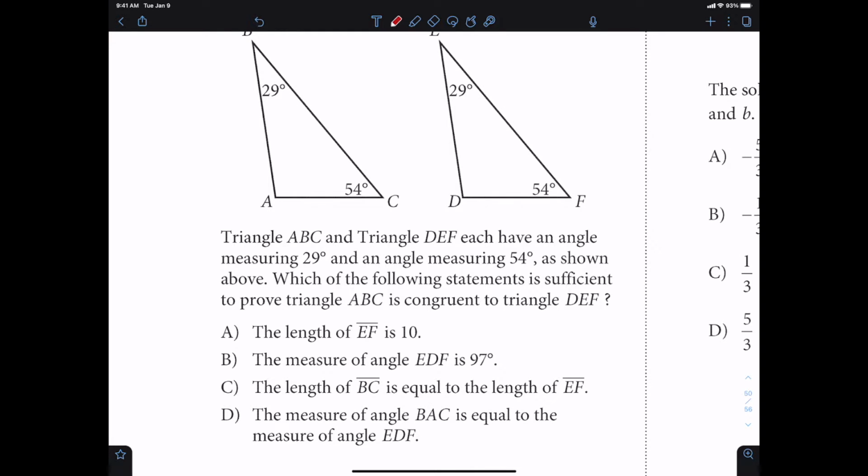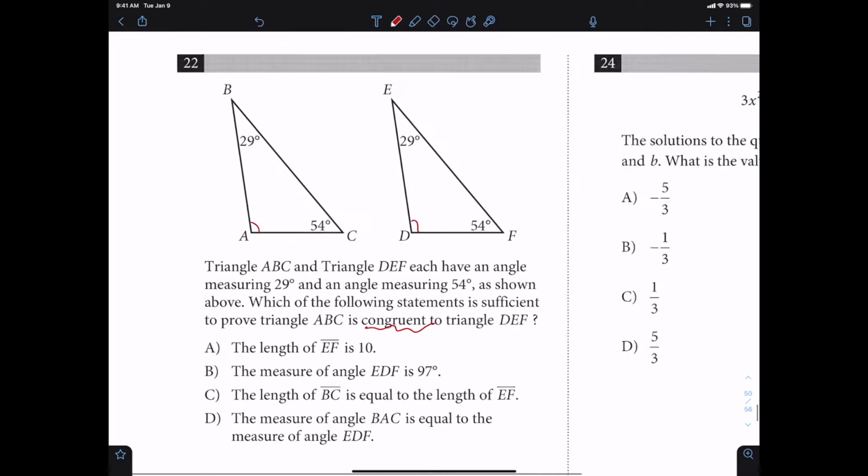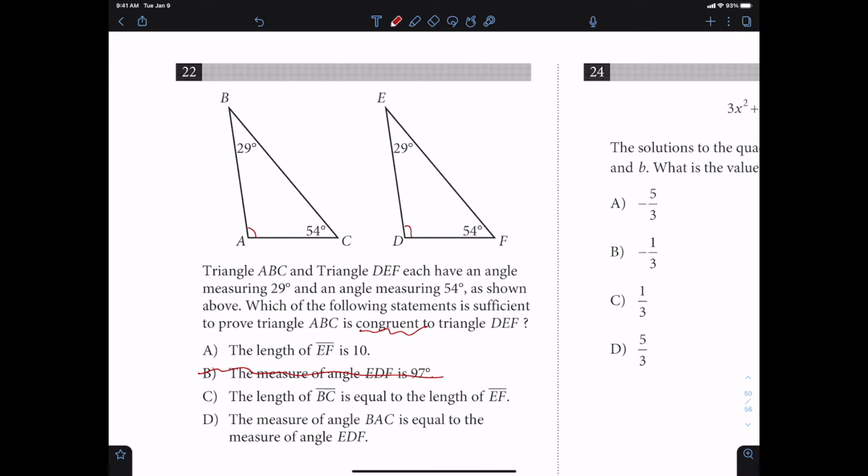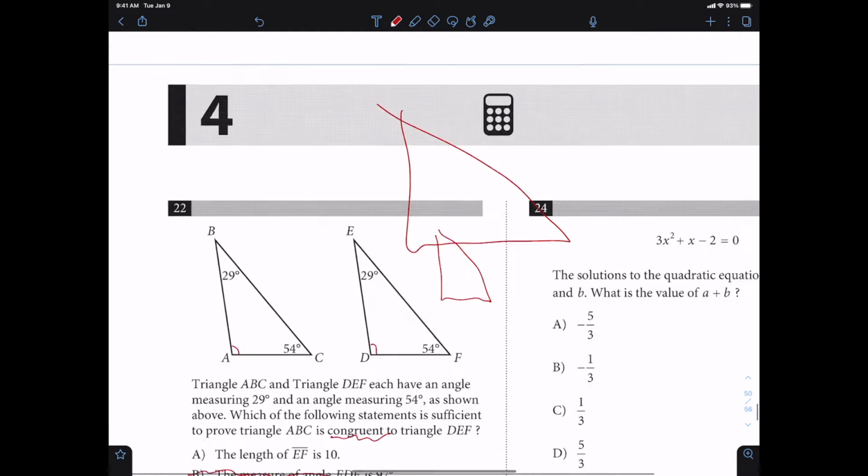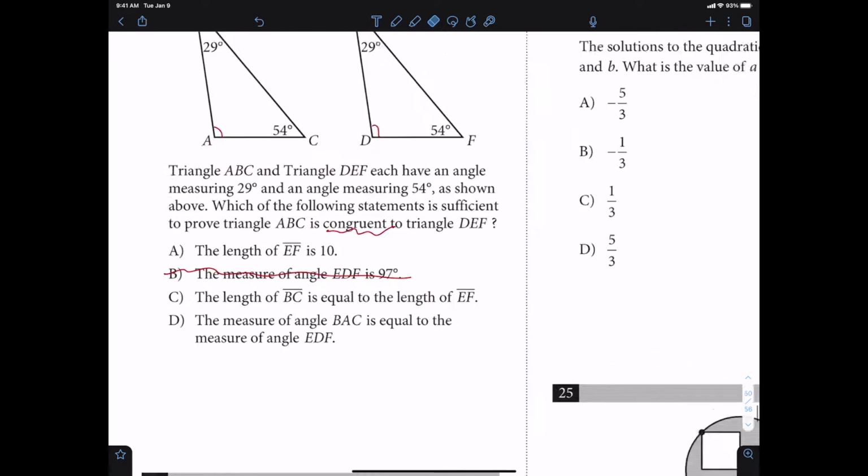Triangle ABC and triangle DEF each have an angle measuring 29, an angle measuring 54. Okay. That means these angles are the same as well. Which of the following statements is sufficient to prove triangle ABC is congruent to triangle DEF? Remember, congruency means that the triangles are the exact same. So the measure of angle EDF is 97. That would not prove their congruency, right? Because you can have two similar triangles with all the same angles, but they can have completely different proportions, right? They can be completely different and still be similar triangles, so it's not going to be B.